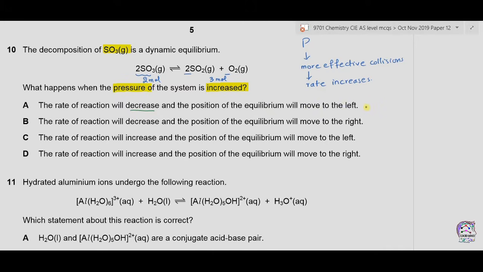As the rate of reaction will increase, this is incorrect. In B, the rate of reaction will decrease. Again, this shows a decrease, so this is also incorrect. In C, the rate of reaction will increase. This is true. And the position of equilibrium will move to the left. As we know, it will move from more number of moles to less number of moles, so it is to the left. So C seems correct. In D, the rate of reaction will increase and the position of equilibrium will move to the right. So this is incorrect. So the only correct option is C.